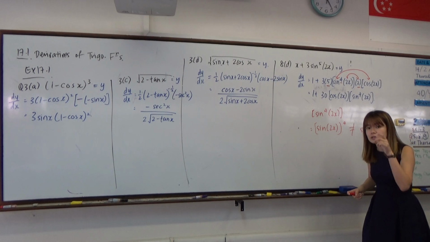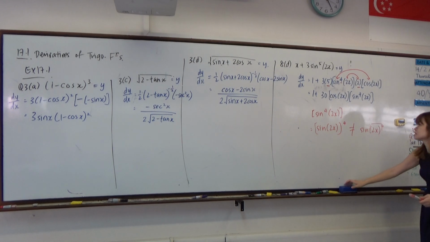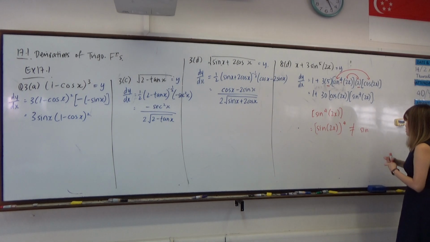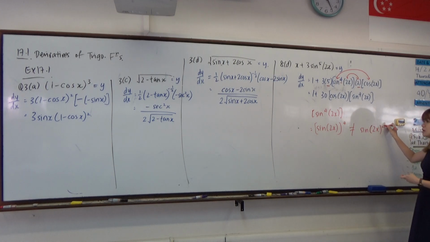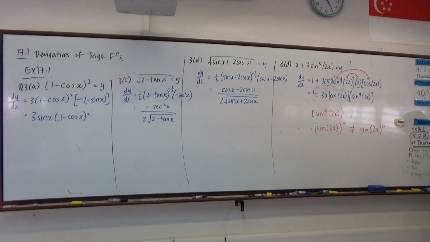You cannot put the sine to the power 4 of bracket 2x equal to sine 2x bracket then to the power 4, right? So you must have a bracket in between. Yes, so this one is correct, this one is not correct. The difference, let me write it again. So this is equivalent, but this and this are not. Please be very careful about it.